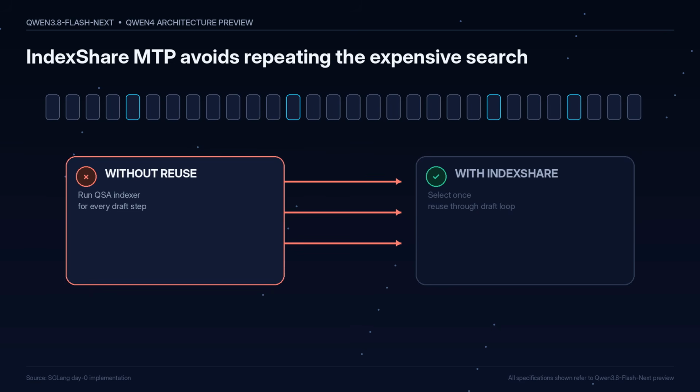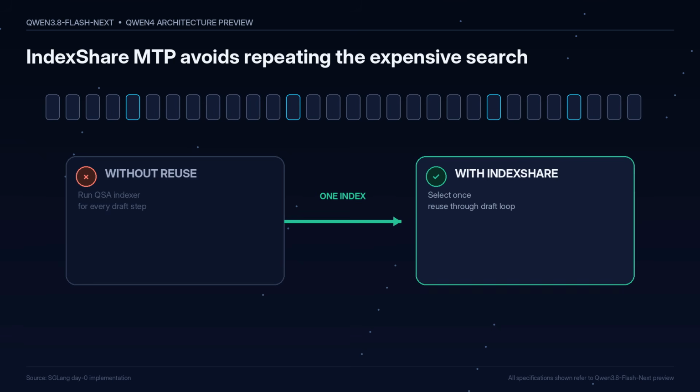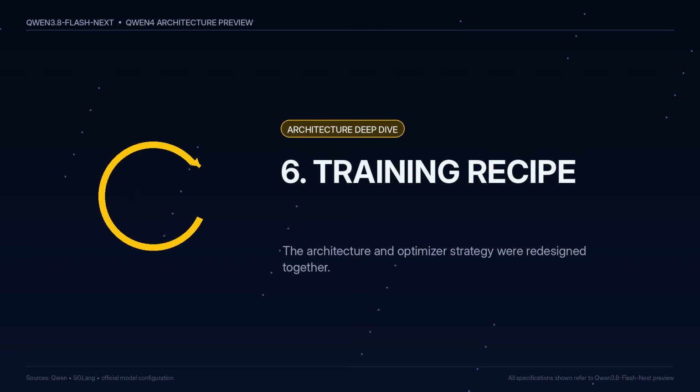The serving implementations are going further. SGLang has already implemented a system where MTP can reuse QSA indexing information across speculative decoding draft steps instead of repeatedly searching the long context. That gives us a good indication of how aggressively this architecture is being designed around real-world inference rather than just training benchmarks. Qwen also changed how these models are trained.